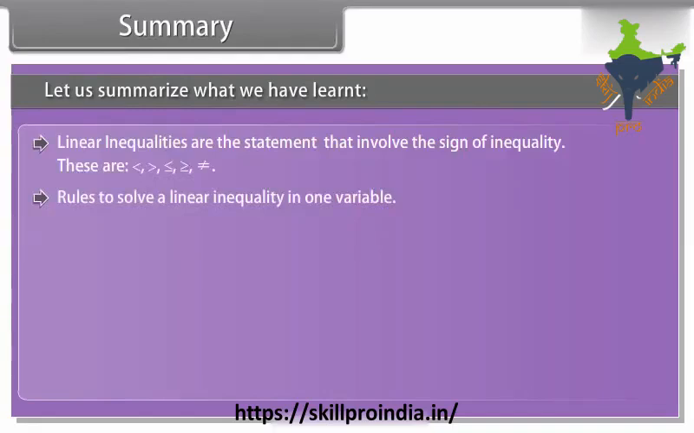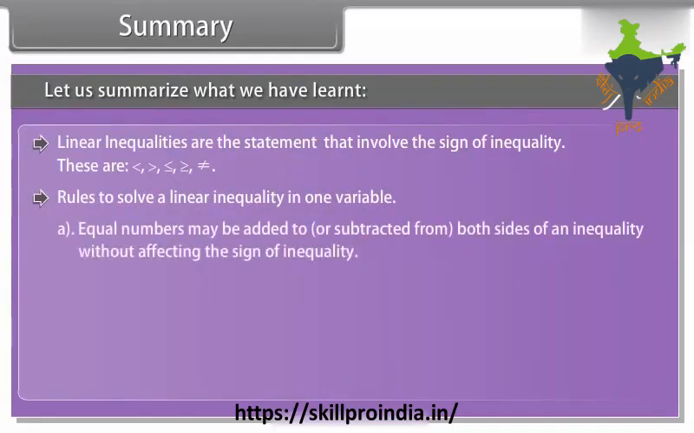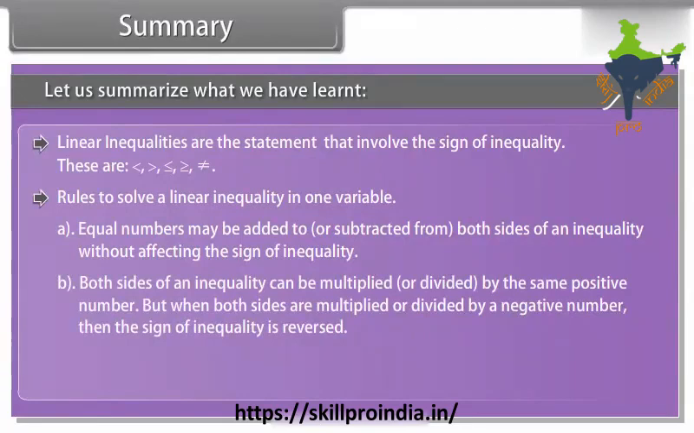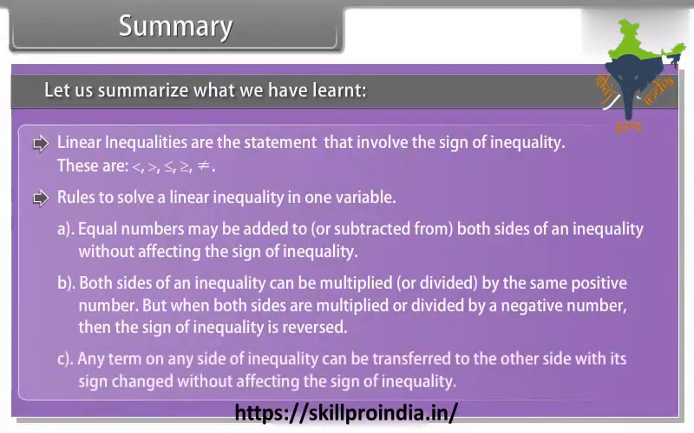Rules to solve a linear inequality in one variable. A. Equal numbers may be added to or subtracted from both sides of an inequality without affecting the sign of the inequality. B. Both sides of an inequality can be multiplied or divided by the same positive number, but when both sides are multiplied or divided by a negative number, the sign of the inequality is reversed. C. Any term on any side of an inequality can be transferred to the other side with its sign changed without affecting the sign of the inequality.